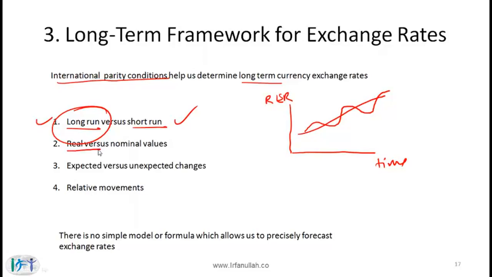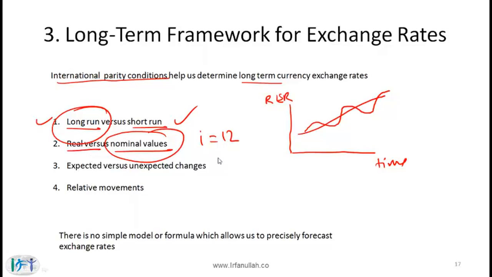Next point is real versus nominal rates. You have seen a lot of this in level 1. The observable rates for, say, interest rates or for currency exchange rates are nominal values. So if we say that the interest rate in Pakistan is 12%, this is a nominal value. Real values adjust for inflation.